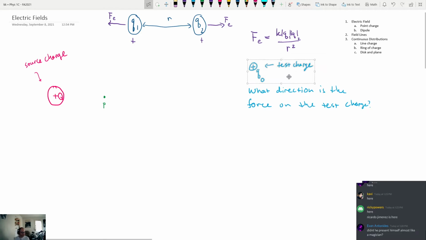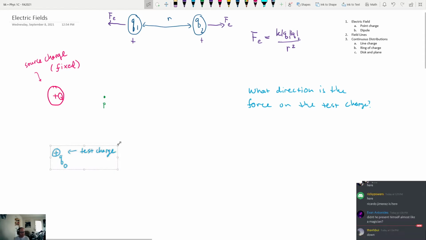So we take our test charge, and let's say I put it right here. We don't care about this one. The source charge is going to be fixed in place. I'll write below this that it is fixed in place. It's not movable, it's just going to stay there. I place the test charge right here. What's the direction of the force on the test charge at this location? Is it up, down, left, right, into the page, out of the page?